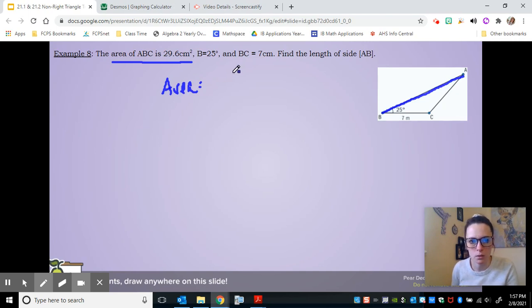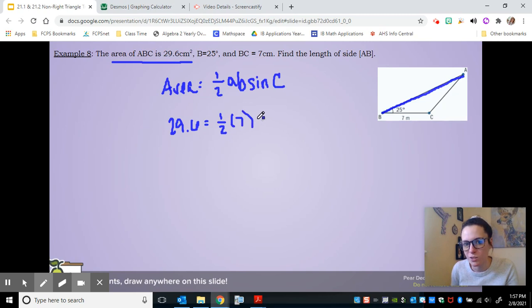equals, and I can either use the formula booklet or go back a couple slides, 1/2 times two of the sides times the sine of an angle. Again, the letters aren't super important, even though we're using ABC here as well. Plugging in what I know in this formula, I know the area is 29.6. I know one side is 7. I don't know the other side, so I'm just going to sub in any variable you want. I'm going to use x just to get out of ABC land, but that's what I'm looking for, that other side. And I know the angle is 25 degrees.